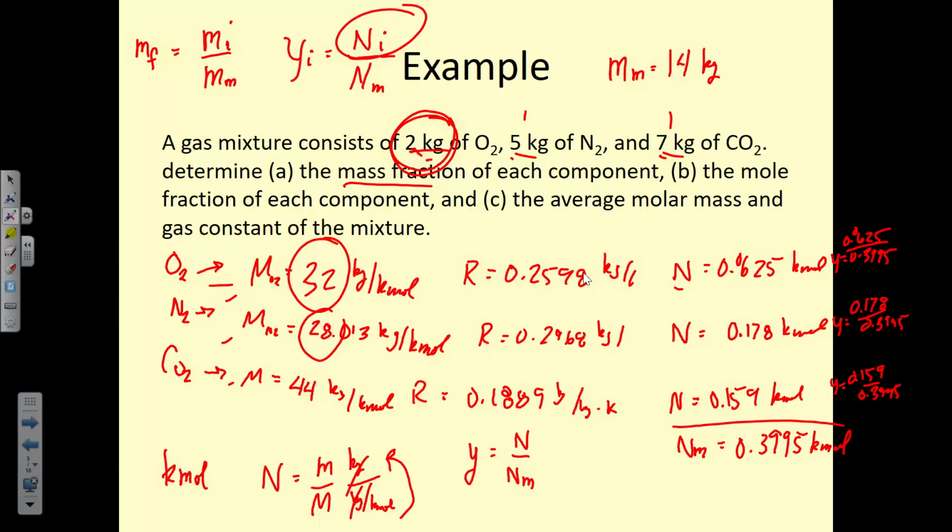Yeah, because 2 divided by 32 gives you 0.06. So once we determine these molar fractions, in this case it's 0.156, 0.446, and 0.398. Okay, so that's part B. And if we were to add those up, 0.156, 0.446, 0.398, it should be equal to 1.